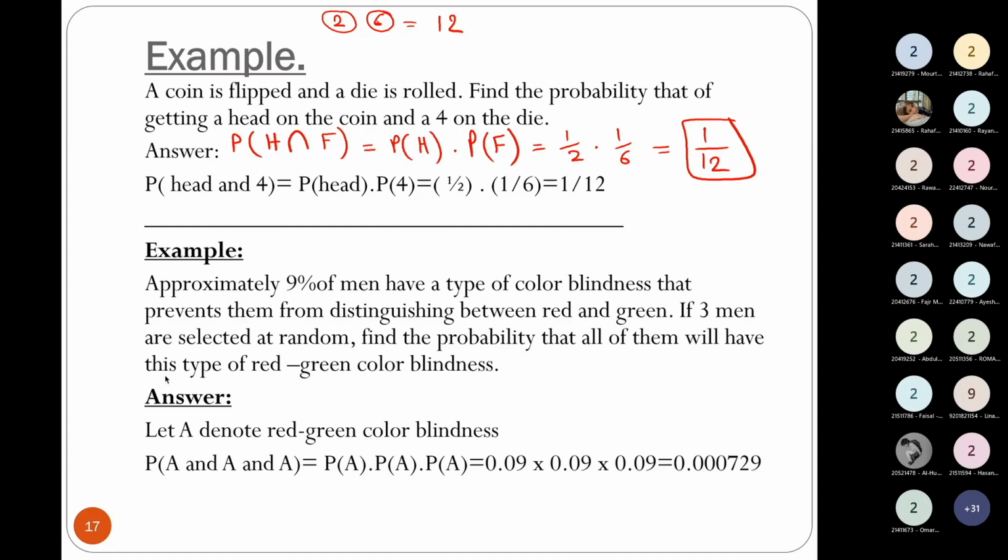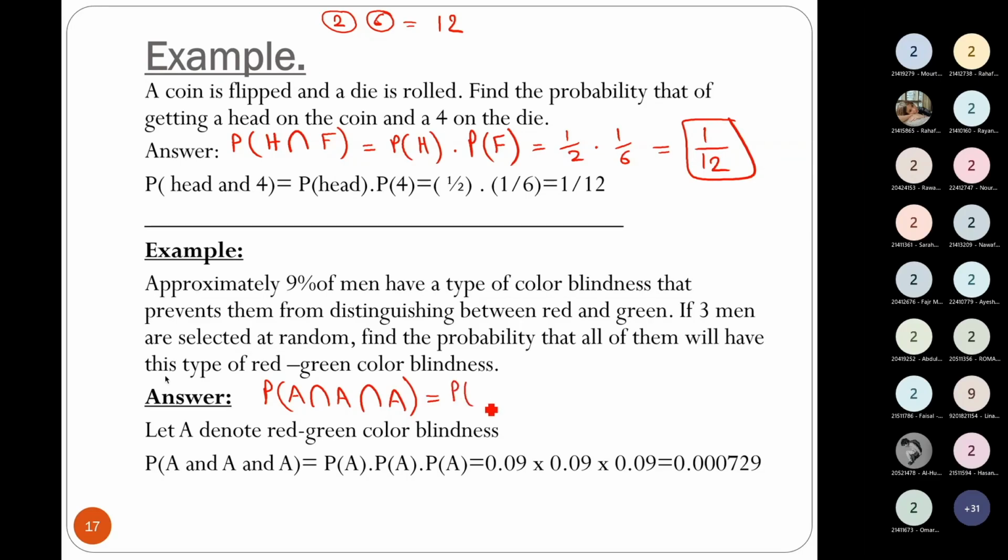Another example. Approximately 9% of men have a type of color blindness that prevents them from distinguishing between red and green. If 3 men are selected randomly, find the probability that all of them will have this type. The first has color blindness, and the second, and the third. This is independent. Why? If we select a man and he is color blind, this has no effect on the selection of another man, the second man.